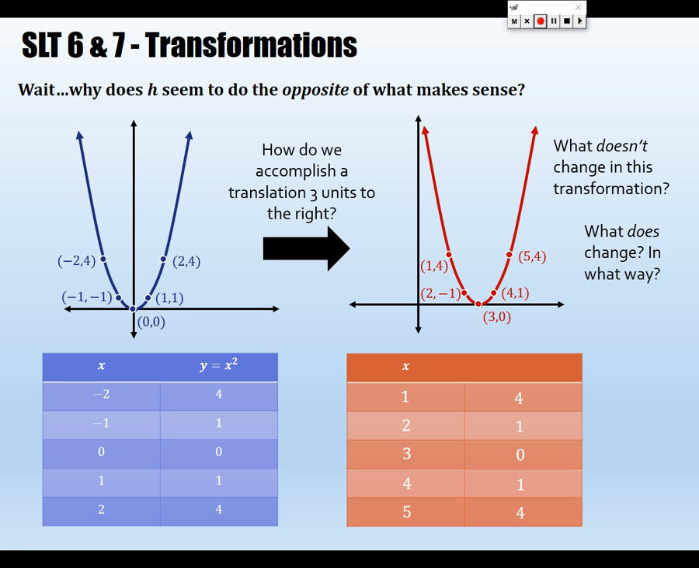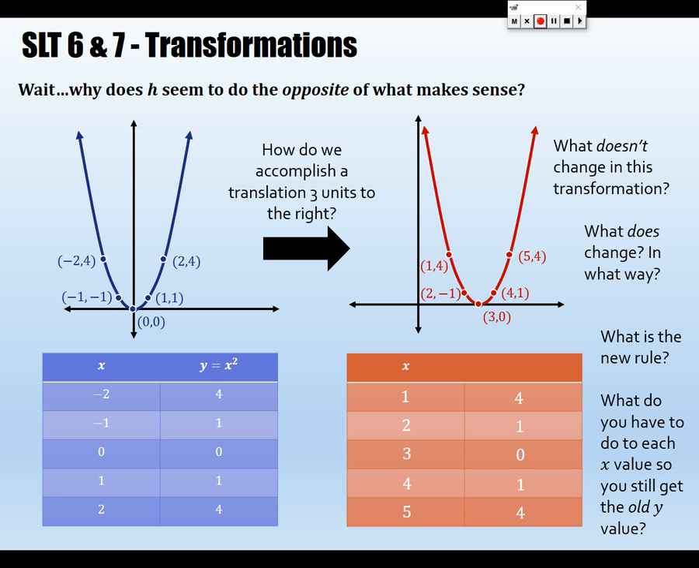Here are all the points we just got. What's the new rule? Let's think about what we have to do to each x value here. Before we square it, notice that we need to kind of recreate this situation. We need to have 1 pretend it's negative 2. We need to have 1 act like it's a number that's smaller. By how much?